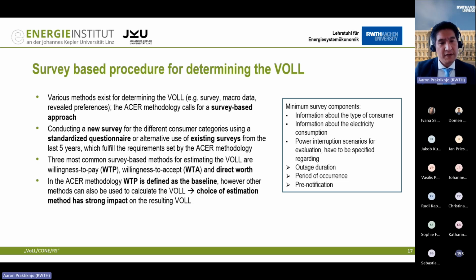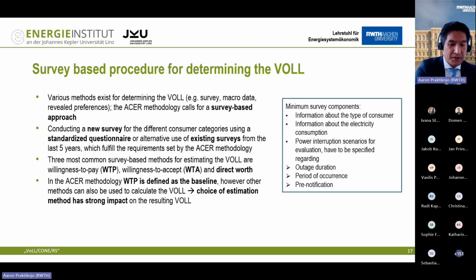And the third option to determine the value of lost load is the direct worth approach, asking consumers directly how much damage or how much economic value would be lost for you, the consumer, if you would not have this electricity supply. So if the security of supply for you would be lower, or higher, depending on the direction. Well, in the ACER methodology, the willingness to pay approach, WTP, is defined as the baseline, but this methodology also leaves open other methods which can be used to calculate the value of lost load. We are going to talk about that in more detail in a minute.